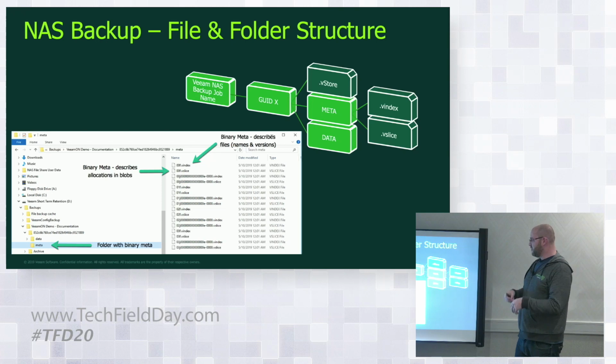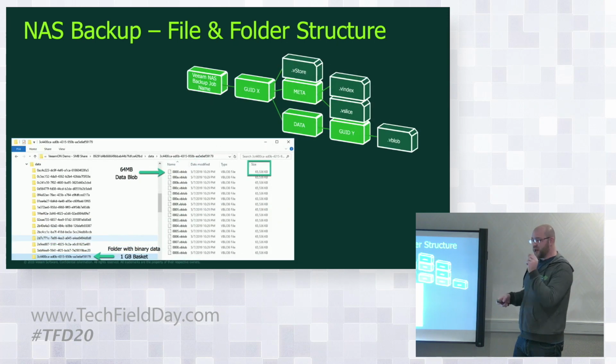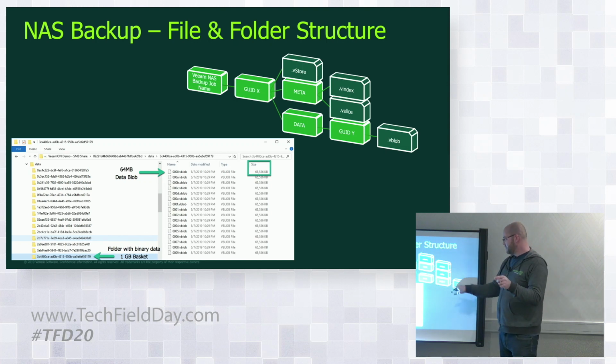Break into that folder, then we have a v-index, and I've got a summary of this so we don't have to. But each of those v-indexes and v-slices describe the actual data in the other folder. Then we have something called a v-blob. That v-blob is a 64 meg chunk of data, and it sits within that data GUID, which is a 1 gig basket.